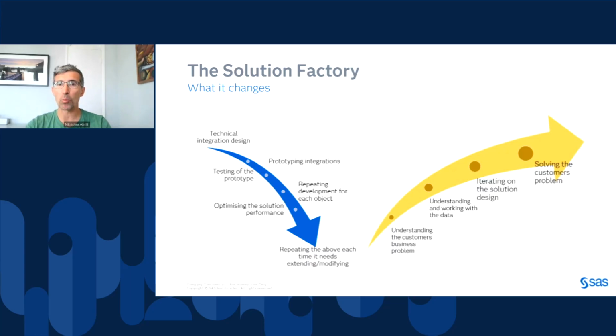And then as you iterate on what that solution does, you're repeating a lot of that exercise as you go along. We try to take that and turn it into, what is the problem we're trying to solve? Understanding the data and working with the data, because really to get to the bottom of a good solution, we need to make sure we understand the data. That's critical. And then being able to iterate quickly on that solution design to solve the actual problem and get the value out of the system that's being built.